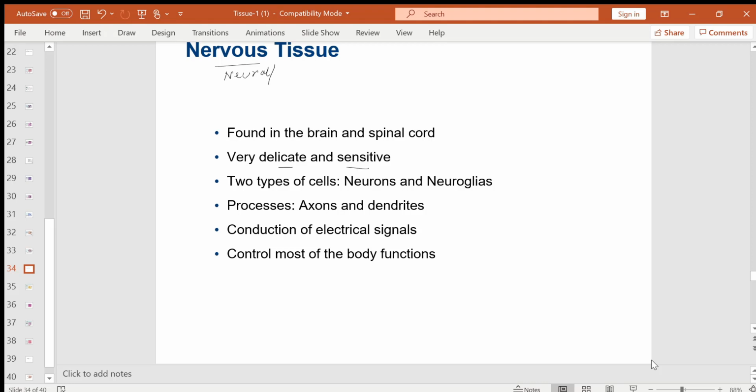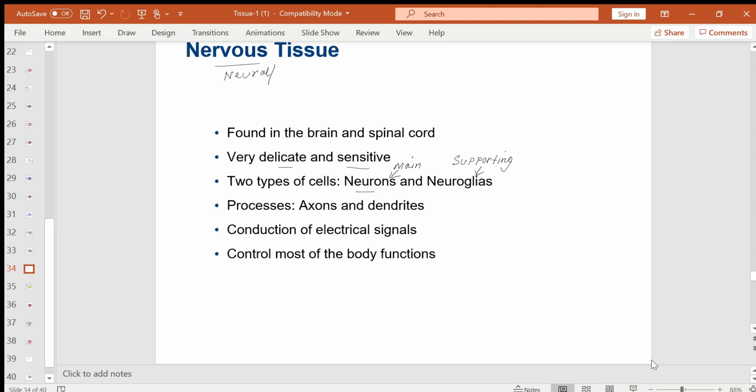That's why the brain and the spinal cord are heavily protected by the bones. In the neural tissue, you will see two types of cells. The main cells are the neurons. So neurons are the main cells, and supporting cells are neuroglias. So these are two types of cells found in the neural tissue.